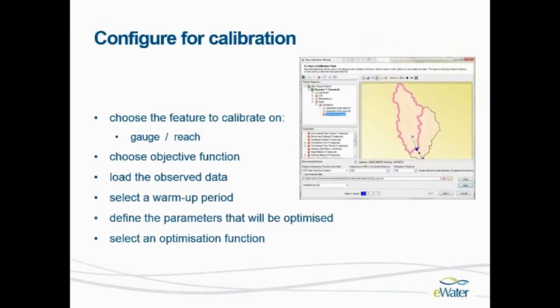And when you're calibrating in Source, one has the option to choose the feature you're going to calibrate on, which could either be a gauge at which you have observed flow, for instance, or observed constituents, or one can also calibrate on a river reach. There are a number of objective functions available in Source against which one can calibrate.